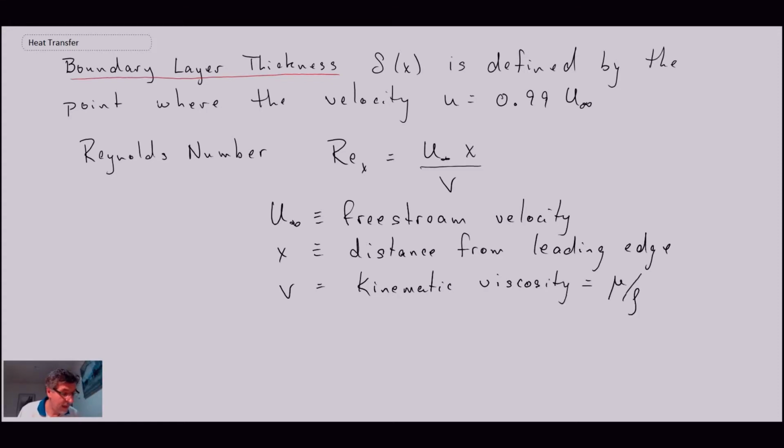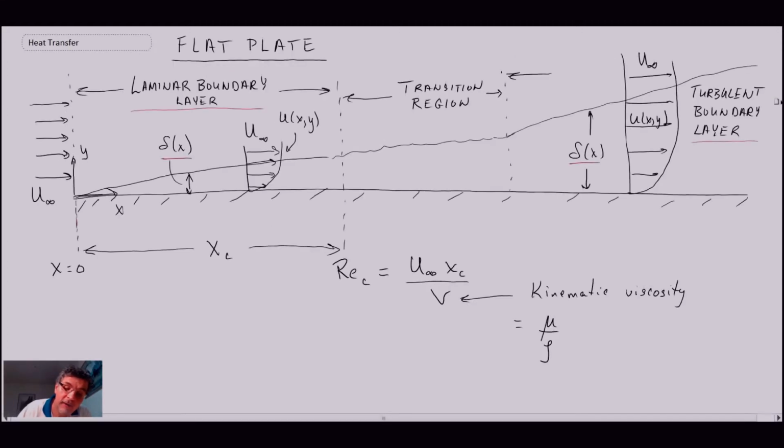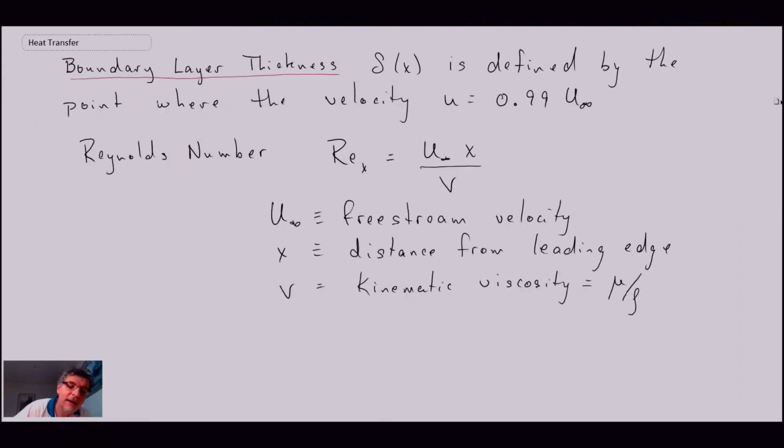Okay, another thing that I want to say about this: we talked about this critical Reynolds number, and that is the Reynolds number typically where we would expect the boundary layer to start going through a transition process where it goes from laminar to turbulent. There are different values that you'll find in the literature, but one that is often used is 5 times 10 to the 5.